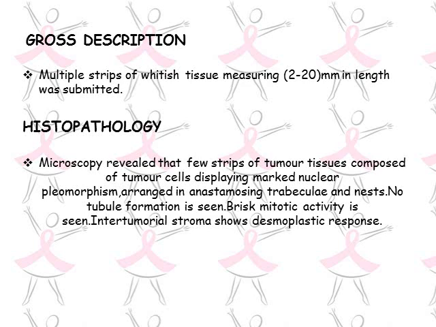The histopathology, which is microscopy, revealed a few strips of tumor tissue composed of tumor cells displaying marked nuclear pleomorphism arranged in anastomosing trabeculae and nests. No tubule formation is seen. Brisk mitotic activity is seen. Intertumoral stroma shows desmoplastic response.